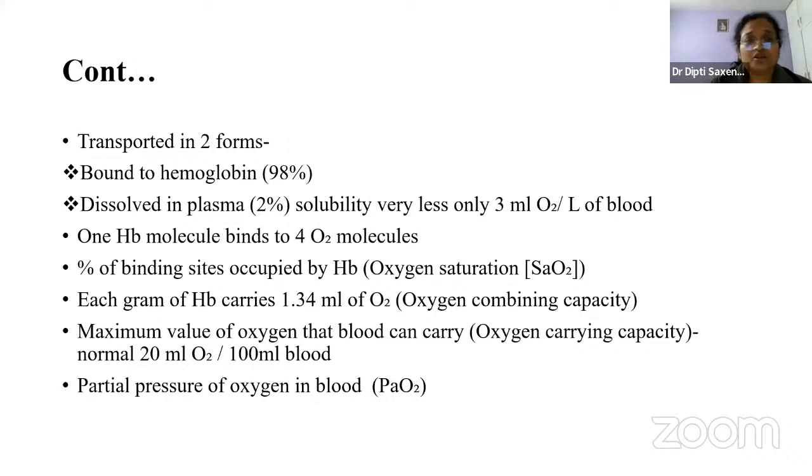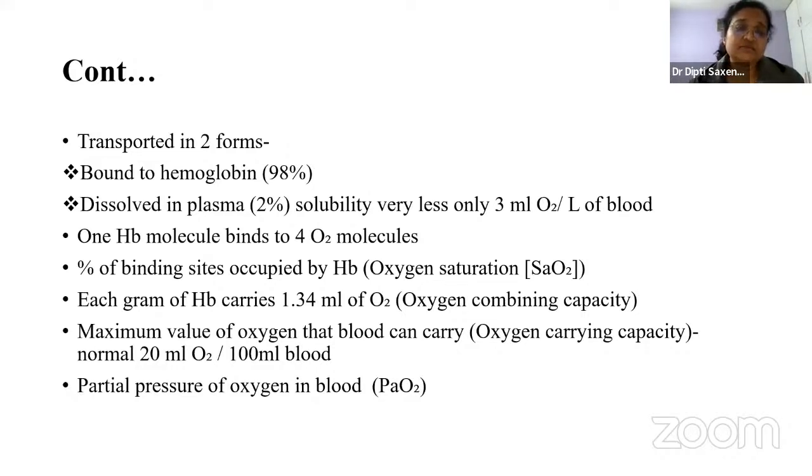Now, one hemoglobin molecule actually binds to 4 oxygen molecules. There are certain terms that I need to introduce before I go any further. The percentage of binding sites occupied on hemoglobin is known as oxygen saturation, and this is what we see by pulse oximetry. Each gram of hemoglobin carries 1.34 ml of oxygen, which is the oxygen combining capacity of hemoglobin. The maximum amount of oxygen that blood can carry is known as the oxygen carrying capacity, which is normally 20 ml of oxygen per 100 ml of blood.